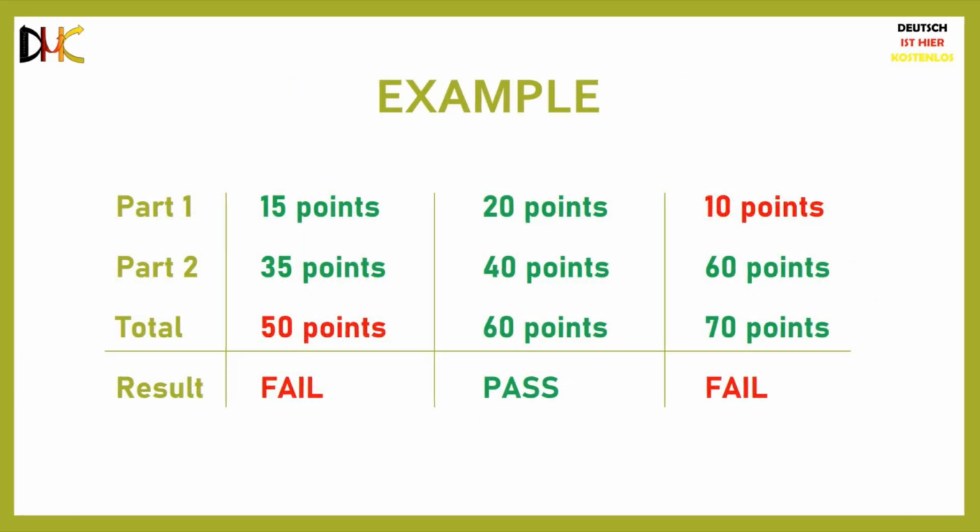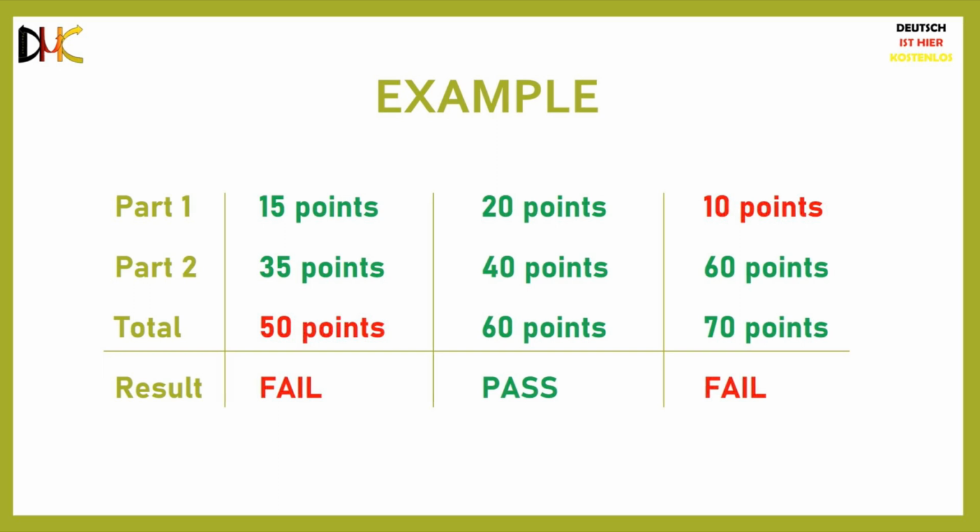For example, if you score 15 in part 1 and 35 in part 2, your total would be 50, which is 10 less than the overall passing score of 60. So in addition to the first 2 conditions, you need to have a total of 10 more points to make sure you meet the third requirement as well. These 10 points can be scored in either of the tests.